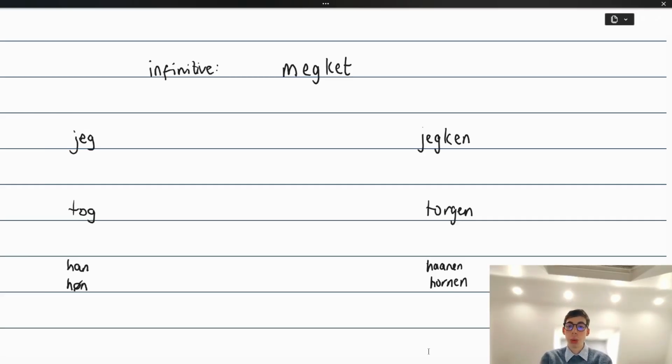Jeken, toyen, hanen, hornen, just their plurals. And that's why they have the sound at the end. They are, as I said last time, they are literally just plurals.